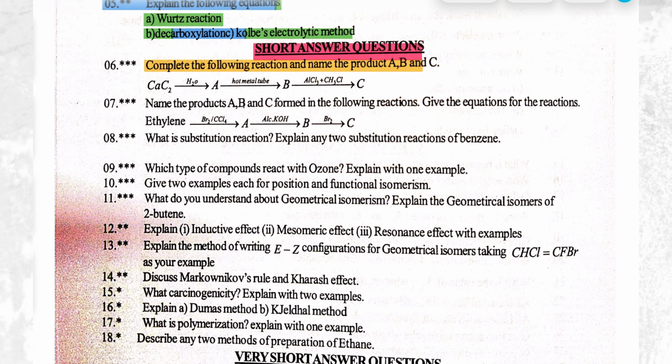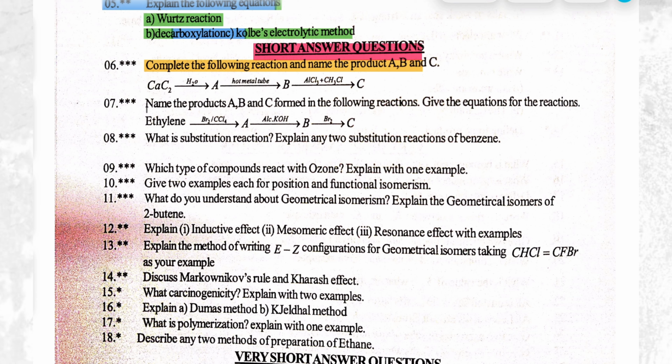And we can send it through a red hot metal tube at high temperature. B will form. B means benzene. Benzene reacts with AlCl3 and methyl chloride and undergoes methylation, that is, a methyl group is substituted on the benzene ring. That is C, which means toluene, or we can say methyl benzene. A means acetylene, B means benzene, C means toluene. Just write the names, we will get the 4 marks. Otherwise, you can practice the structures also.